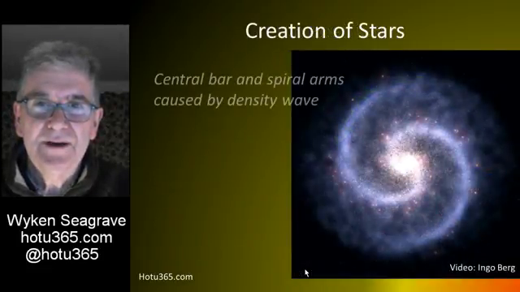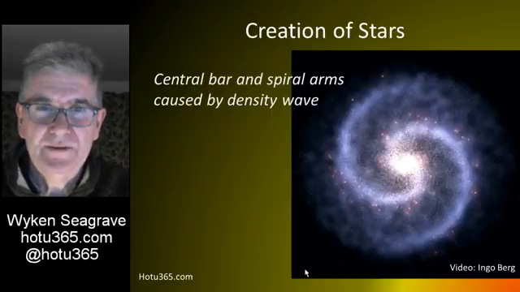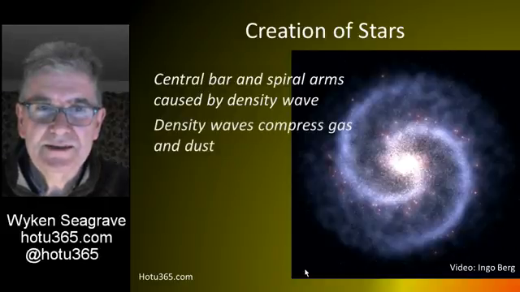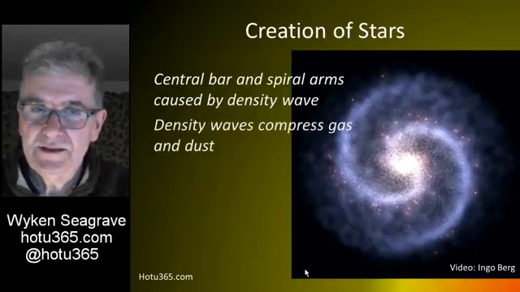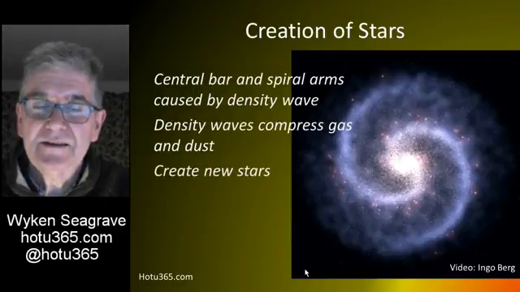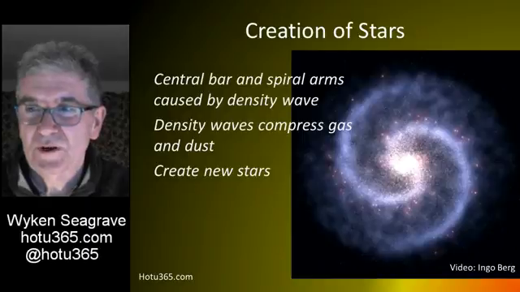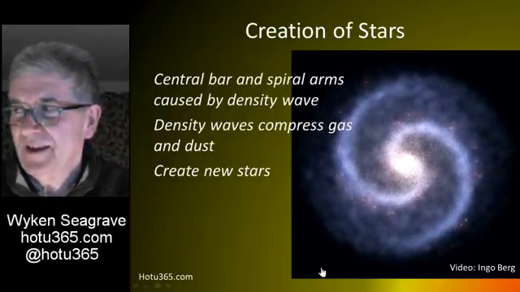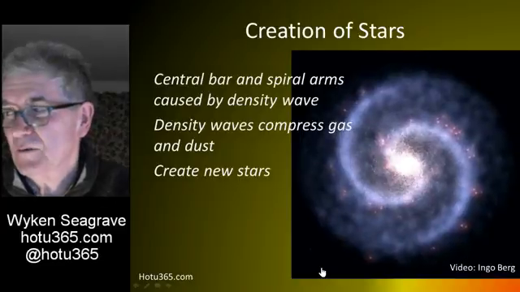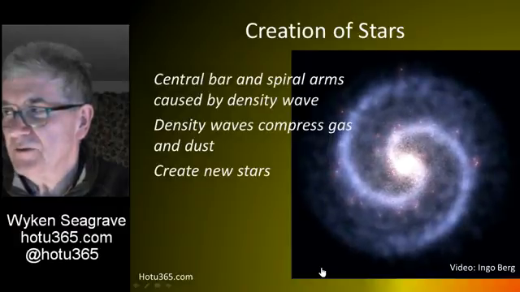The central bar and the spiral arms in the galaxy are caused by density waves, and these compress the gas and the dust which enters the density wave. This gives the gas a shock and it begins to contract, and this contraction eventually leads to new stars. So let's watch what happens. We can see the gas entering the spiral density wave, and what comes out are stars.